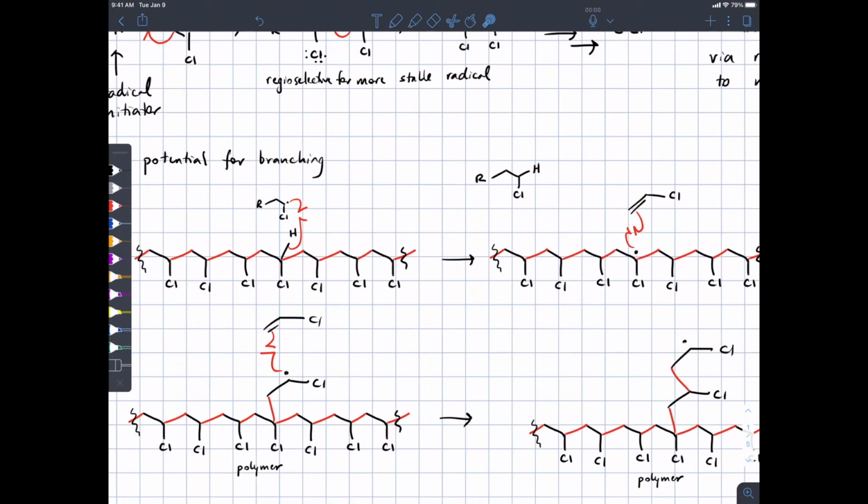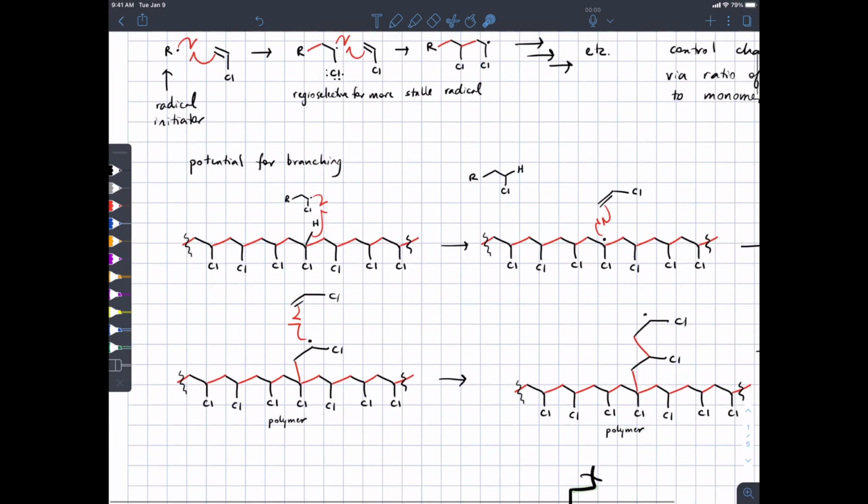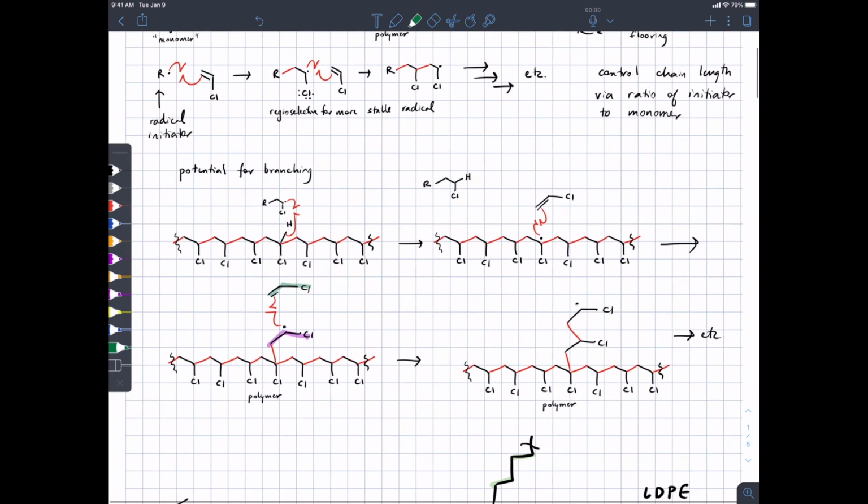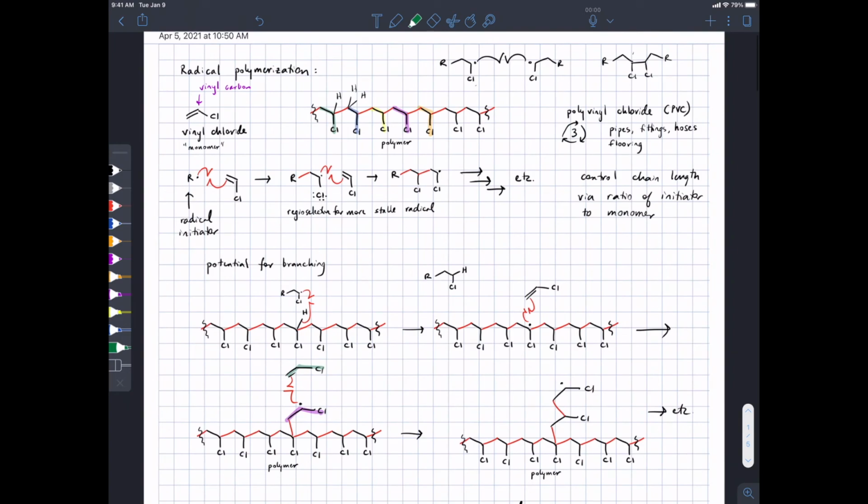So here we have this radical adjacent to the chlorine attacking the pi bond of another vinyl chloride monomer, and that's going to create a new bond here with a new radical there, and then we can continue adding vinyl chloride subunits in an alternative direction. So now we have a polymer growing in this dimension and in an orthogonal dimension. And the more branching the polymer has, well, that can affect its properties, and we'll talk about that in just a second. But questions at this point?